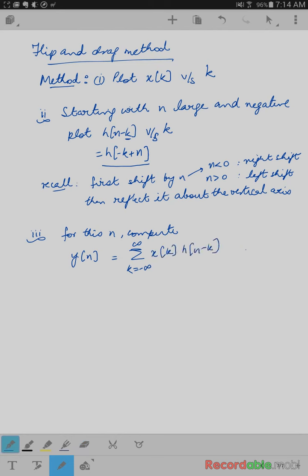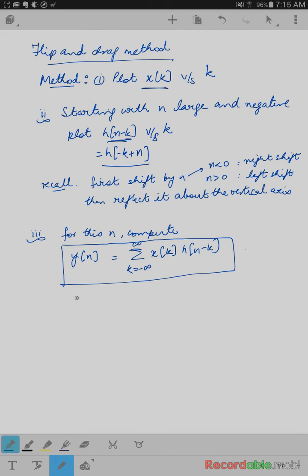But the advantage is, now that you have plots for x of k and h of n minus k, you can graphically multiply these and you can compute this summation. Now just remember that this summation is to be computed for every value of n. So for each value of n, let's say for n equals 3, you compute this infinite summation, then for n equals 4, you compute this infinite summation, and so on, right? And this has to be done for every convolution that you do, for all values of n, right?